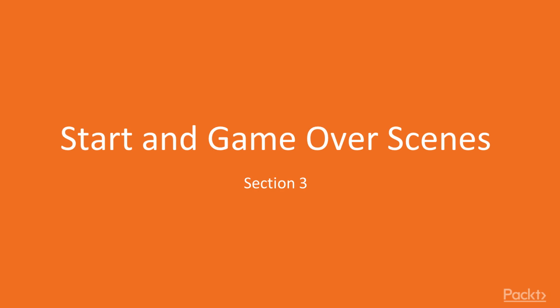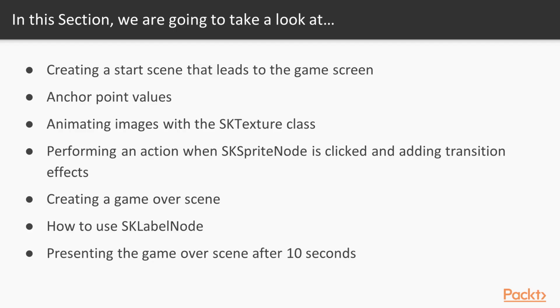Welcome to section 3, where we're going to be creating the start and the game over scenes for our game. In this section, we're going to be creating a start scene that leads to the gameplay screen. We're going to learn more about the anchor point values. We're going to learn how to animate images with SKTexture class. We're going to perform action when SKSpriteNode is clicked and add transition effect.